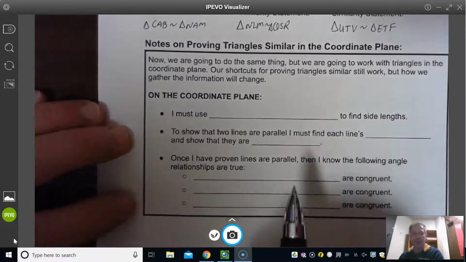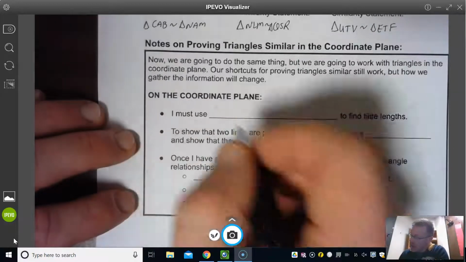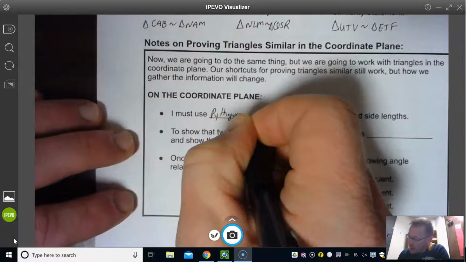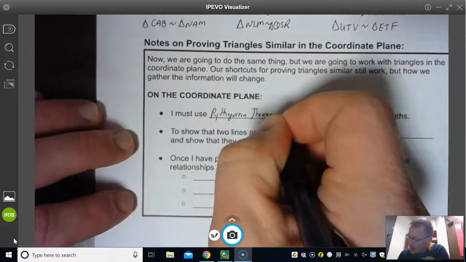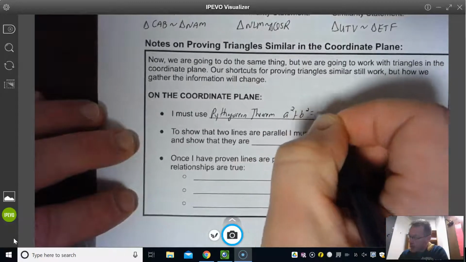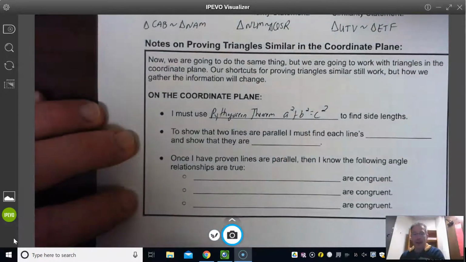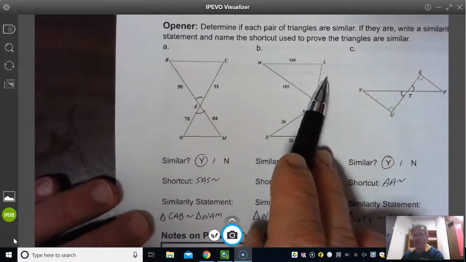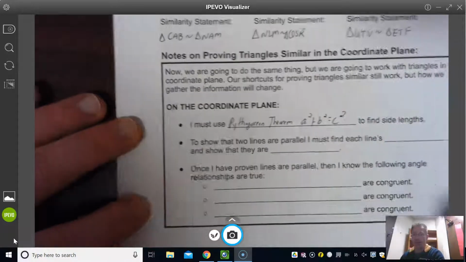So let's review some information. So you must use the Pythagorean theorem, right, to find side lengths, right? So it's always a squared plus b squared equals c squared, right? Okay, so notice we won't have the lengths in the coordinate plane. We would have to find these numbers, and we would use the Pythagorean theorem to do that.